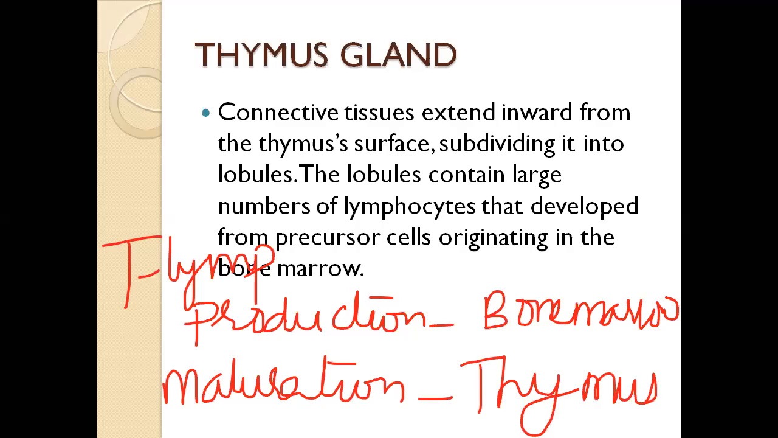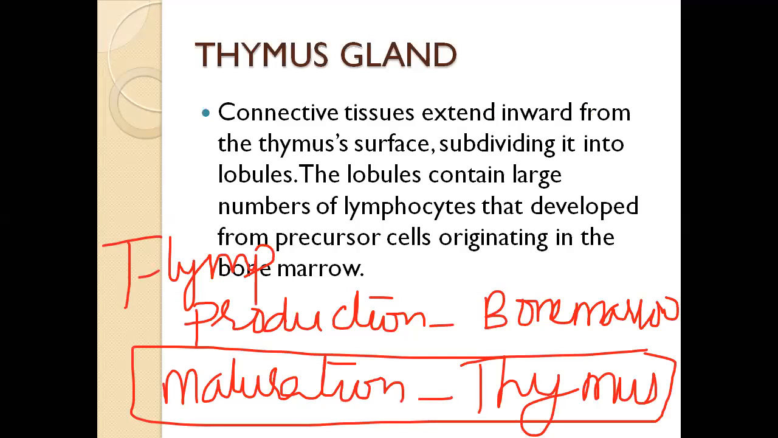That's what we are talking about, function of thymus. Connective tissues extend inward from the thymus surface, subdividing it into lobules. The lobules contain a large number of lymphocytes. Which lymphocyte? T lymphocytes that developed from the precursor cells originating in the bone marrow, which means the production of the T lymphocyte occurs in the bone marrow.